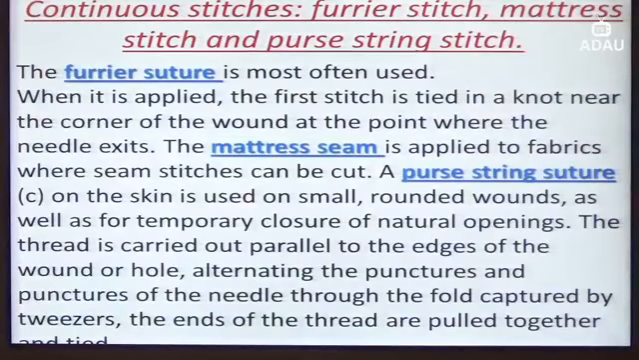Continuous stitch, Fourier stitch, matrix stitch, and purse string stitch. This is continuous stitch. During simple interrupted, we said only about situational, only rollers, and only loop-shaped suture. But continuous stitch has a Fourier stitch, matrix stitch, and purse string stitch. Fourier stitch we can use most often, and the matrix seam is applied for fabrics and seam stitches. The third, purse string suture on the skin, is used for small rounded wounds, as well as for temporary closure of natural openings.